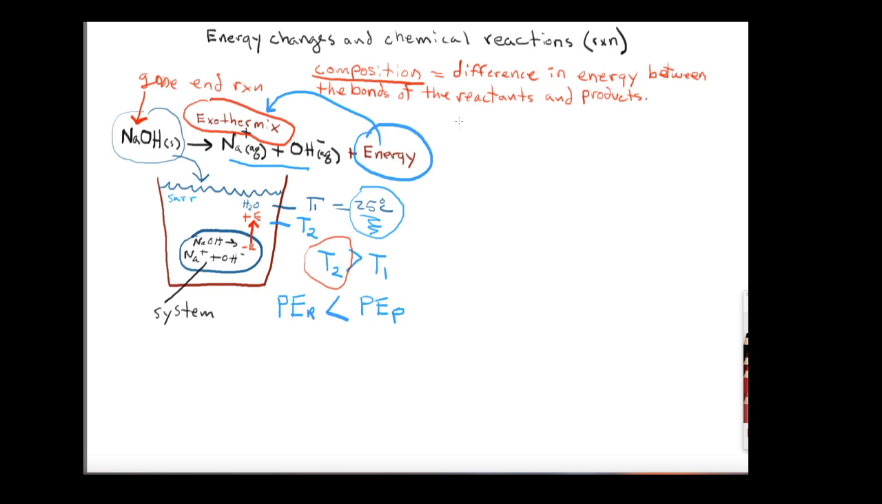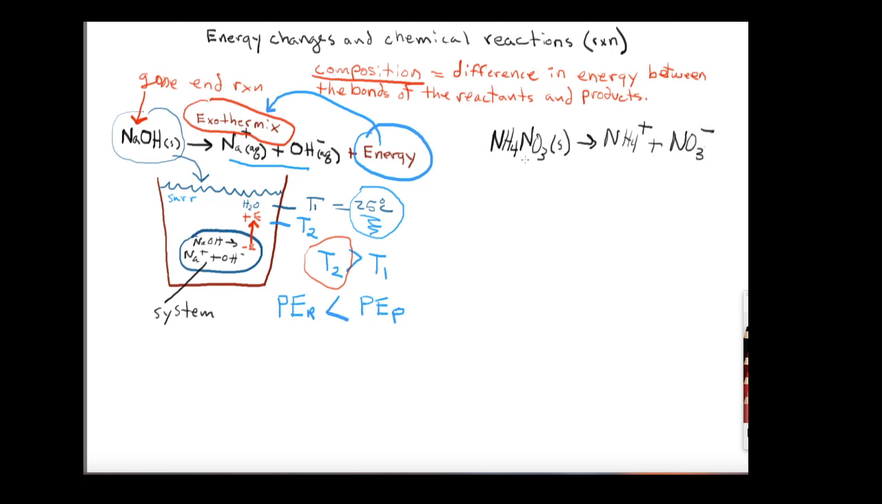Now let's switch gears quickly to another scenario. And that would be where we take ammonium nitrate, which is also an ionic solid. This is a compound you guys have seen before in class. We add it to water and we're going to get ammonium formed, and we're also going to have free nitrate like this.